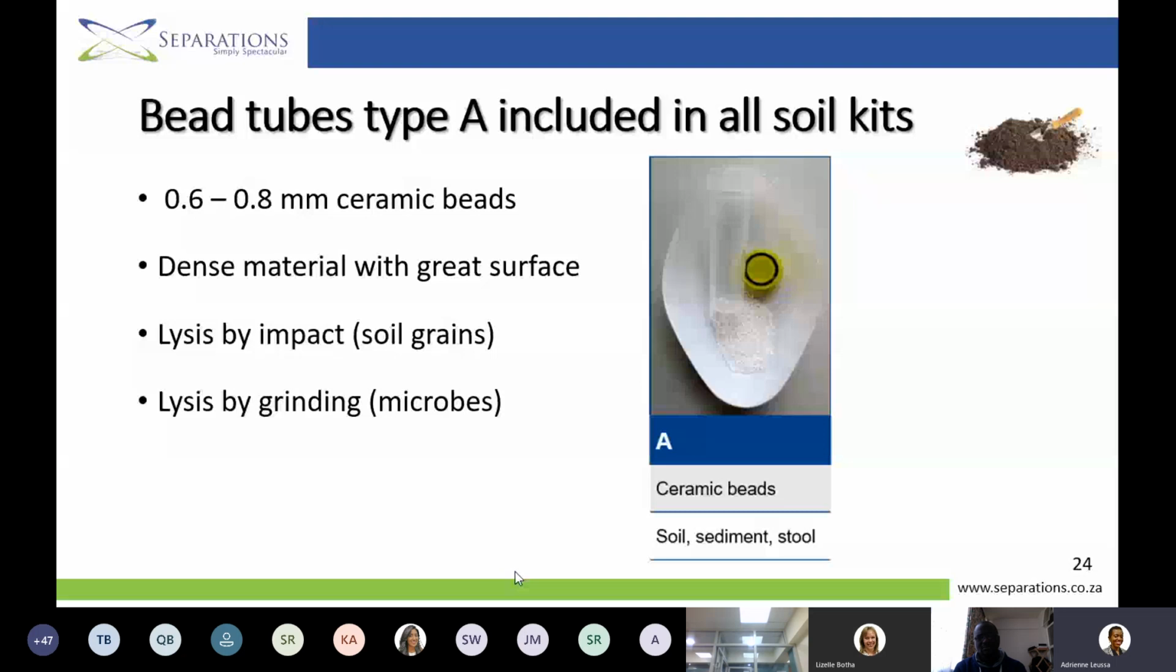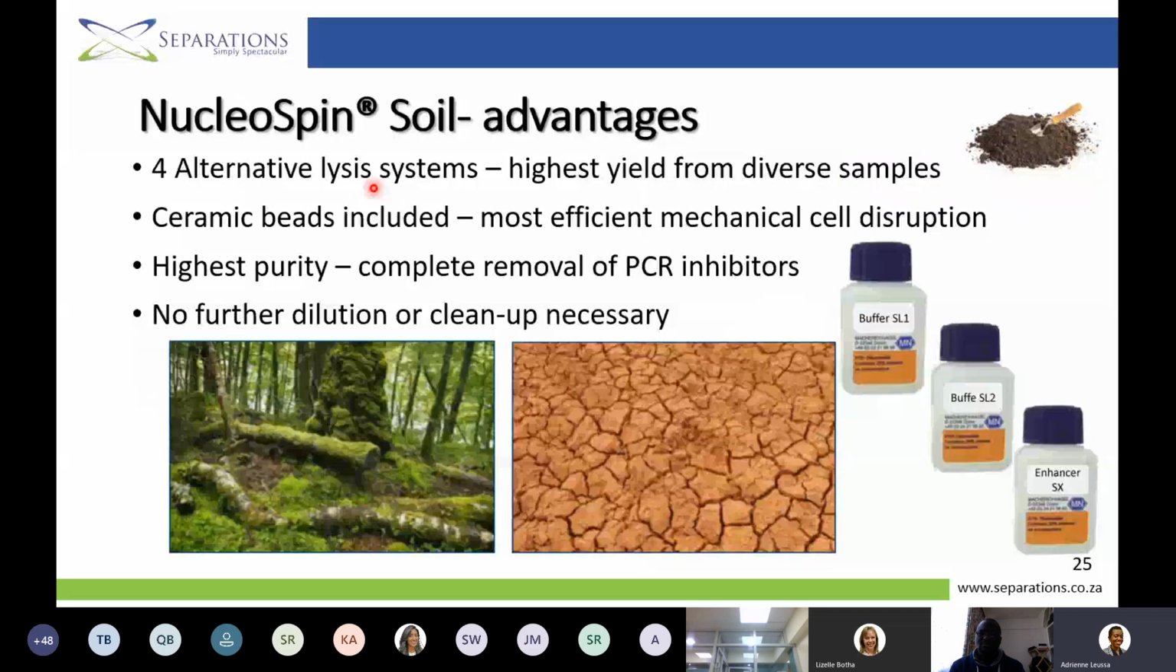And the bead tube type A that comes in all our soil kits is very efficient in grinding and impacting the soil to lyse and release the nucleic acids, as well as grinding the microbes for lysis purposes. The kits come with 4 alternative lysis systems, which ensures that you always get the highest yield from your specific sample type within the range of soils.